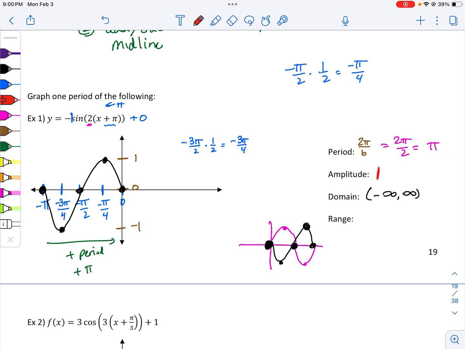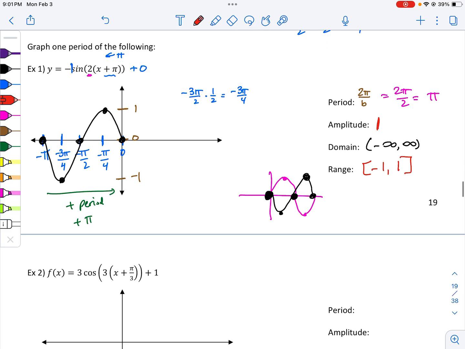All right, if I look at my range, my lowest value is -1. My highest value is +1. And that's because there was no stretch. If it would have stretched by 2, it would have been from -2 to +2, because that midline is at 0. So I always recommend doing the domain and range at the end, just because then you have your picture of your graph. But the period and amplitude you have to figure out prior to graphing.